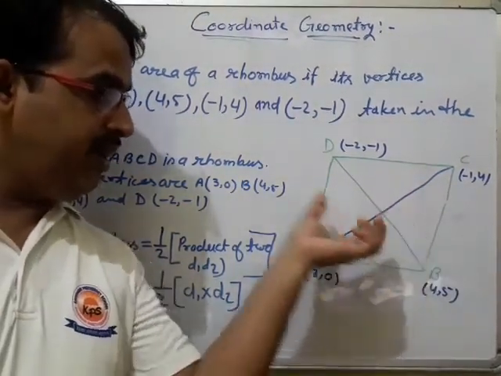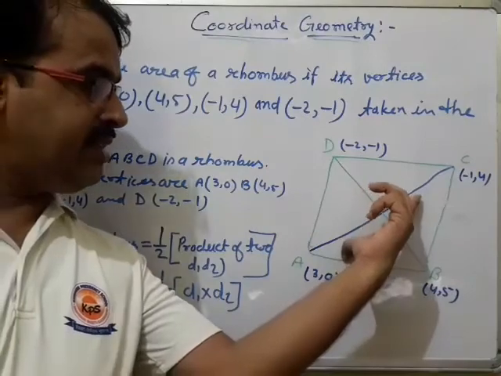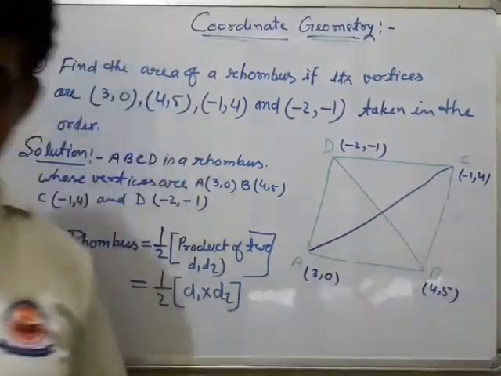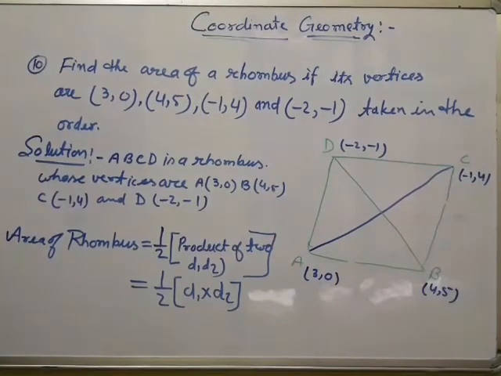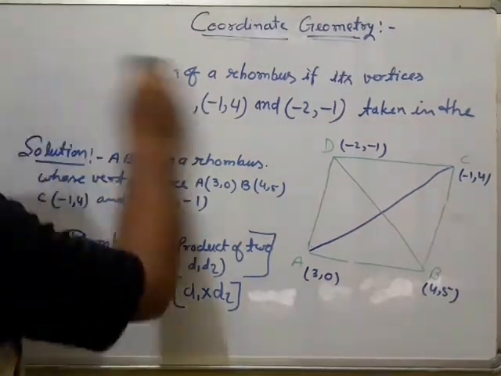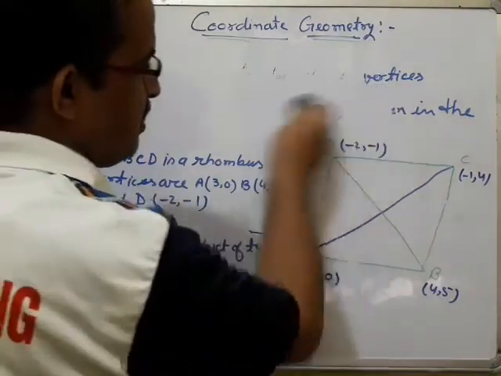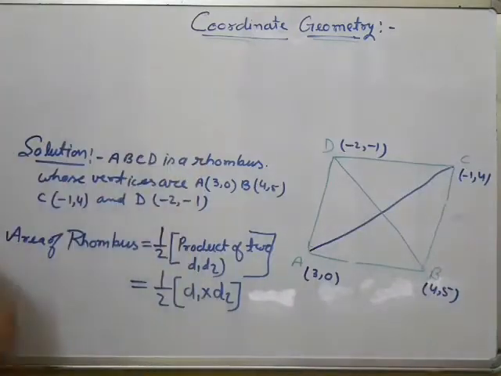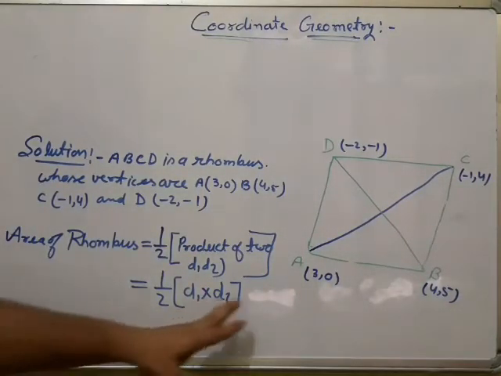So to find AC and BD, what do we need? We need the distance between the points. What will we use here? The distance formula. We use here the distance formula. Clear? So distance formula, find the AC.